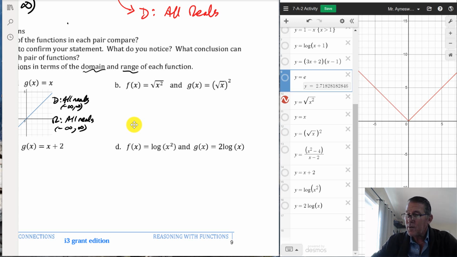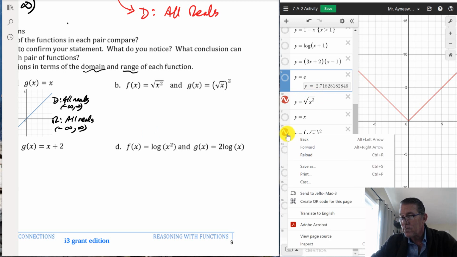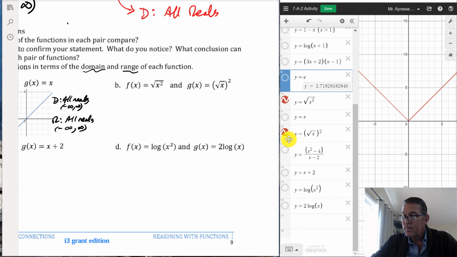How do I change the color here? I have to learn how to do that.